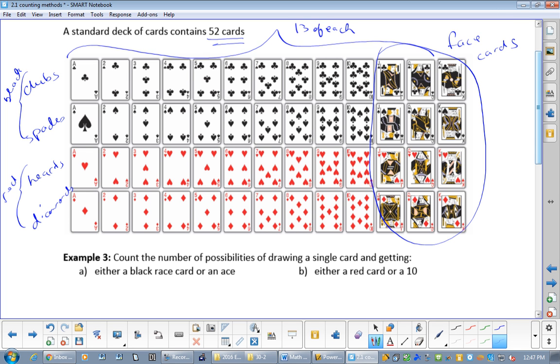A deck is 52 cards, so the joker will never be included. So you have to know there's 52. There are four suits of 13 each. There are 12 face cards: 6 black, 6 red. There are 26 red cards and 26 black cards. You've got to know all of that.